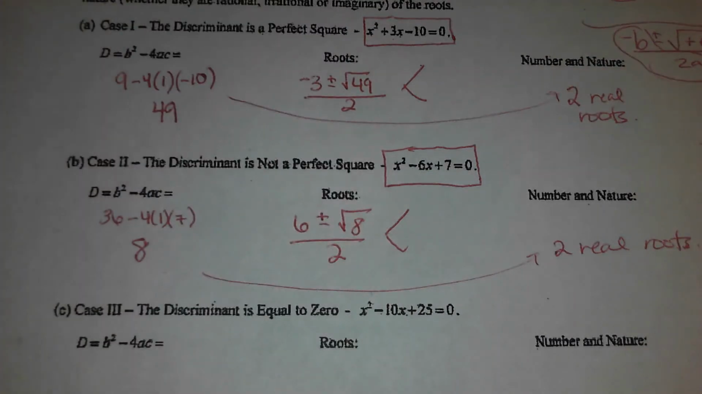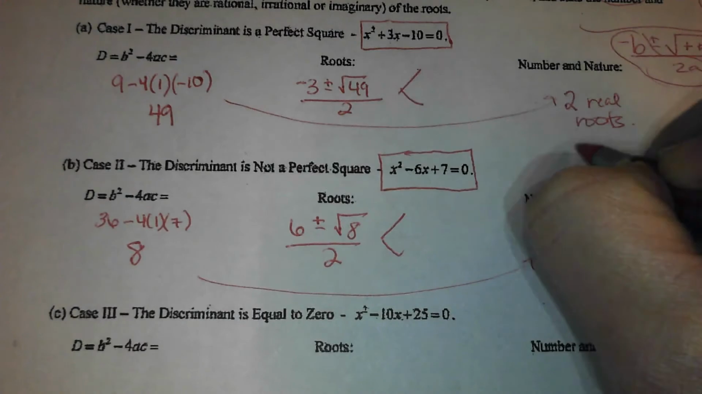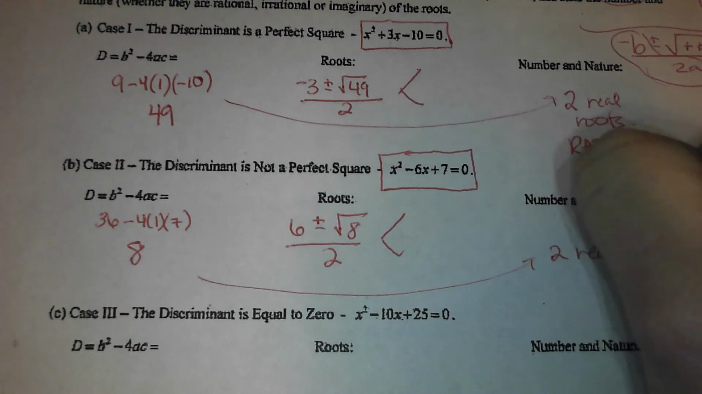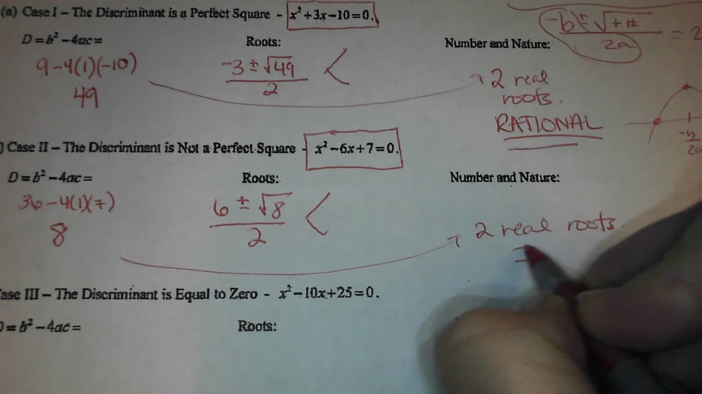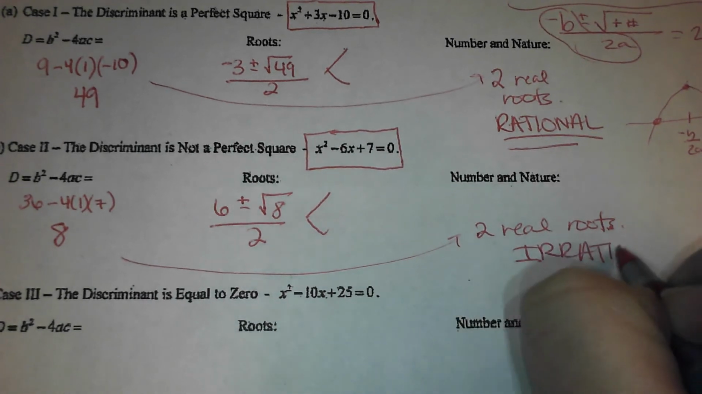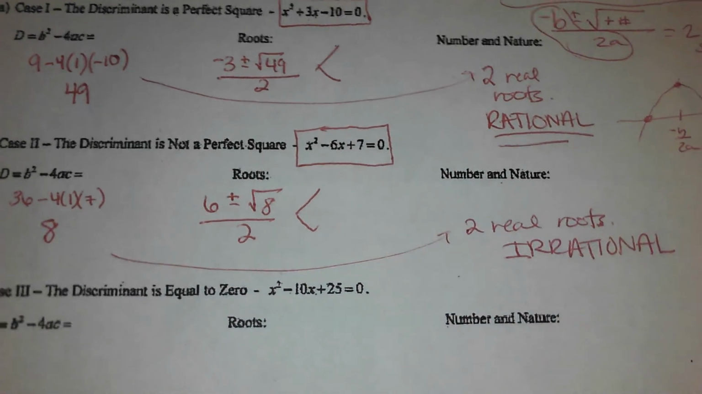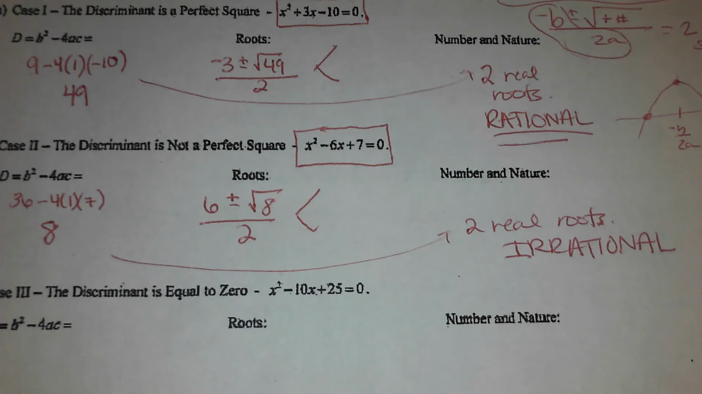Rational and irrational, but terminating is part of what makes something rational, yeah. So these are rational because they're nice. And these are irrational because it's not a perfect square and you're taking a square root of something that's not a perfect square, so it's going to be a not nice number, which is irrational.